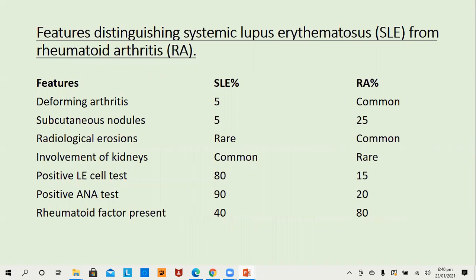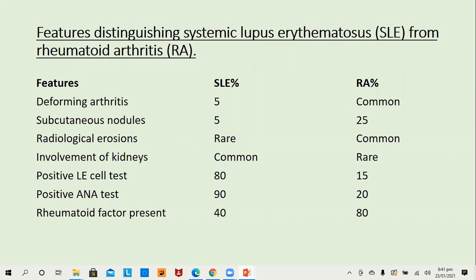The features that distinguish SLE from rheumatoid arthritis. Deforming arthritis is seen in 5% of SLE patients, while in rheumatoid arthritis, it is very common. Subcutaneous nodules are seen in 5% of SLE patients, while in 25% of rheumatoid arthritis patients. Radiological erosions are rare in SLE and more common in rheumatoid arthritis. Then kidney involvement is common in SLE, while rare in rheumatoid arthritis.